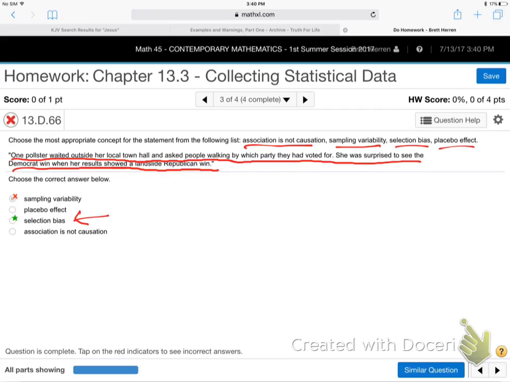A pollster waited outside town hall and asked people walking by which party they had voted. This is one of the ways they poll. During election time, they'll wait till people get done voting, and as they come out, they'll say, who'd you vote for? And they'll write it down, and then they keep a survey, and then they report it to the news stations, and the news stations say, here's what the exit polls say. Exit polls, you've heard that? They're exiting. They're on their way out. They've just voted. They say, who'd you vote for? That's an exit poll.